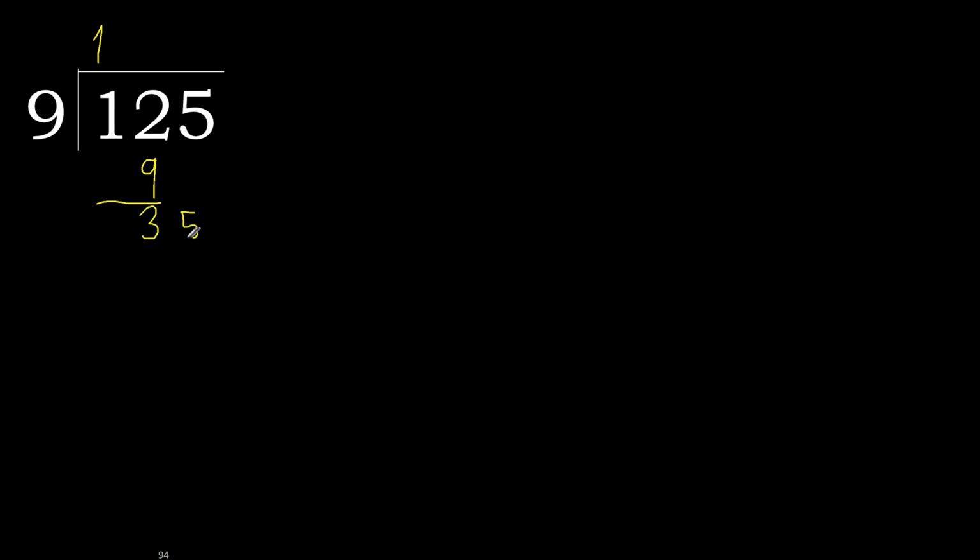Next, 35. 9 multiplied by 5 is greater. Multiplied by 4, 36 is greater. Multiplied by 3, 27 is not greater, okay. Subtract, 8. Next, there is no number, therefore we complete.